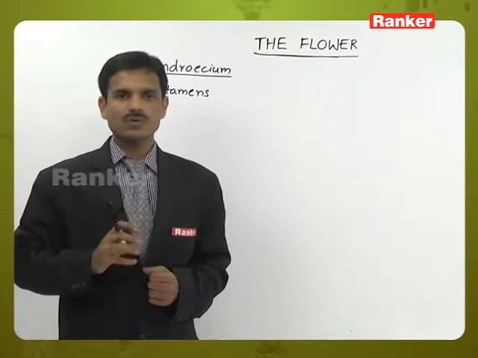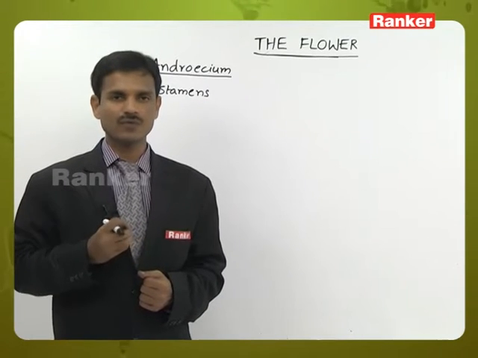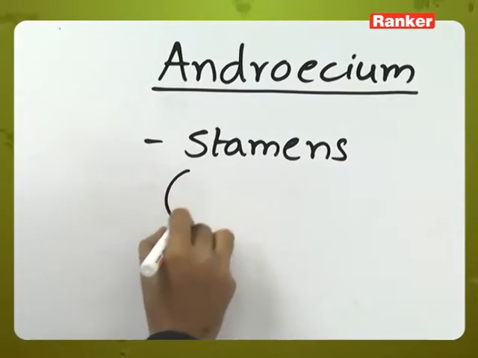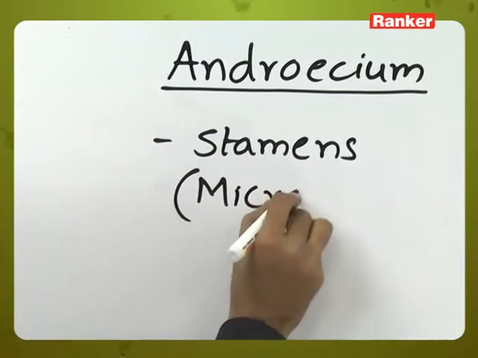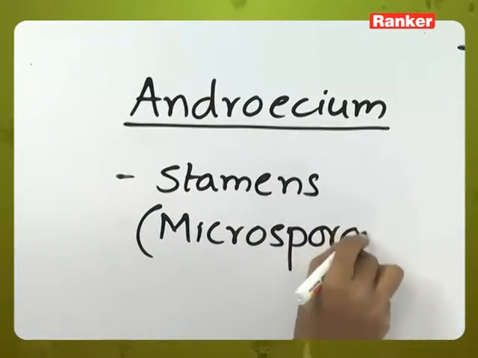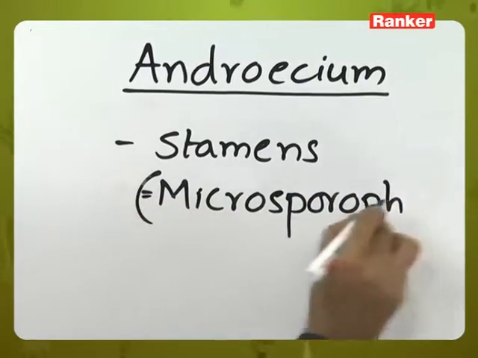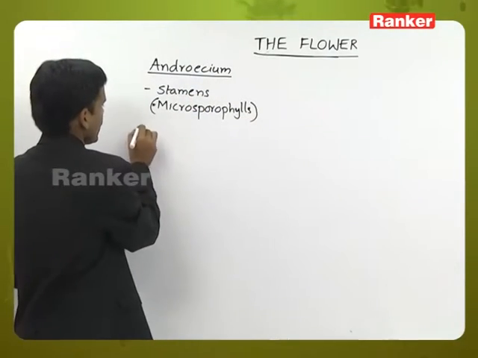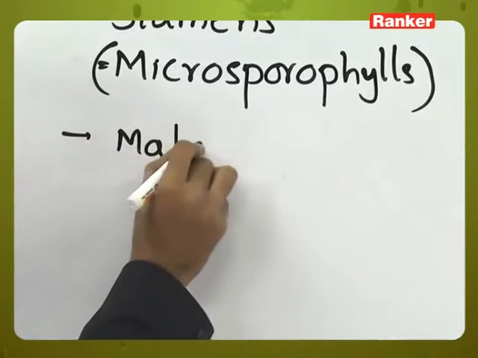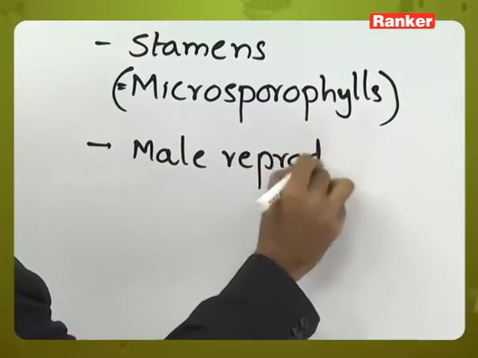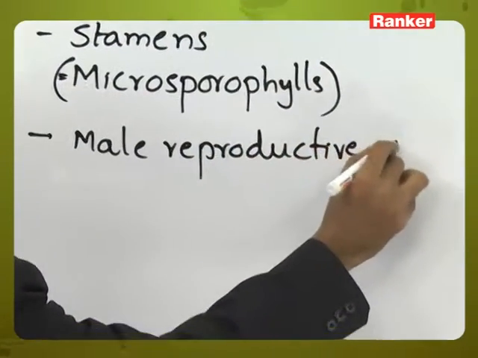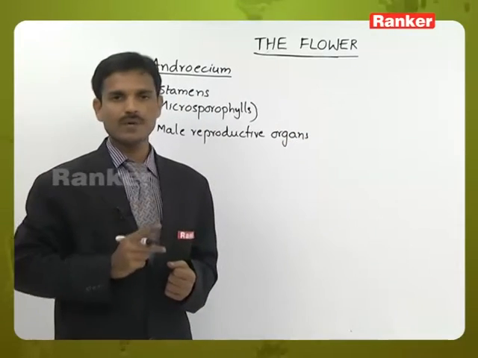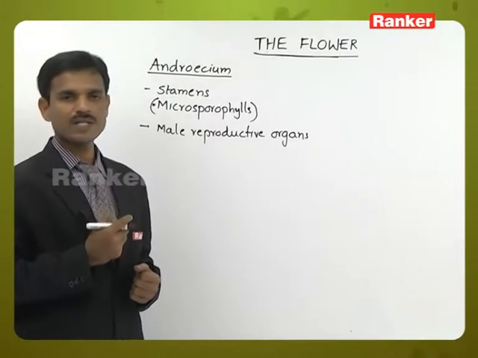Stamens are modified floral leaves for reproduction. So, stamens are also called microsporophylls. So, these are the male reproductive organs. And stamens have two main parts. One is the filament and the second one is the anther.